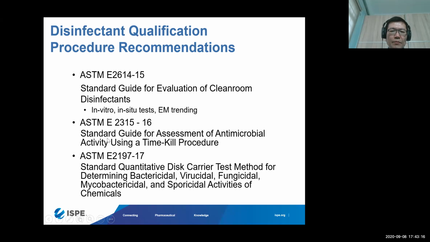The next 2 are the main documents for performing the time kill studies, the suspension studies, which is E2315. This will tell you how to perform the time kill studies based on the ASTM methods. The next one, commonly used for the coupon studies, is E2197. In this guidance document, all the details on how to perform the coupon studies are written. It's a very useful guide for you to perform your efficacy studies.